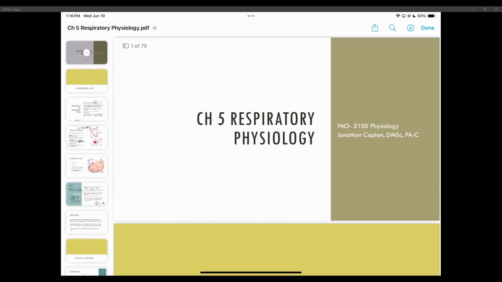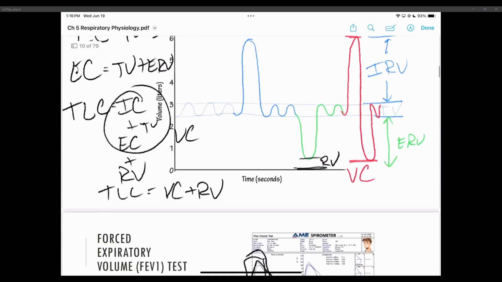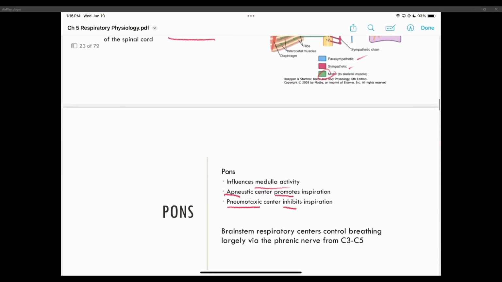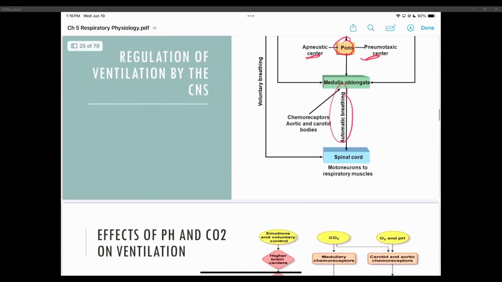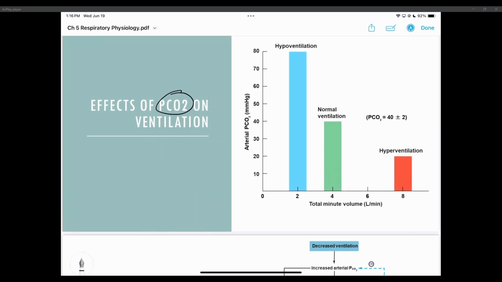So, again, understand that with regards to O2, CO2, pH, and where they are sensed. Okay, so here's the effect of PCO2 on ventilation. Again, with hypoventilation, we're not breathing very much. Arterial PCO2 is very high. Normal ventilation, we're right around 40. And then with hyperventilation, we're blowing off all the CO2. CO2 drops down to there. So you can see how these changes in CO2 occur just by changing your breathing patterns.